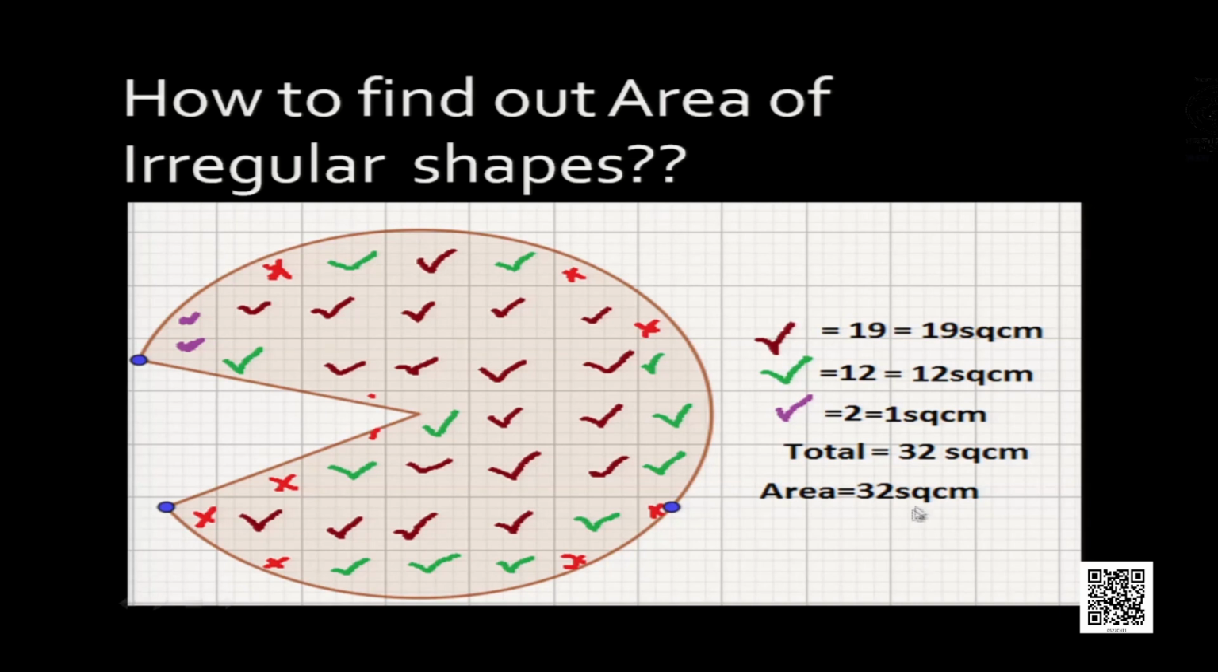This method of calculating area is approximate. It gives us an approximate value of area. Children, I hope you have understood how to calculate the area of irregular shapes.